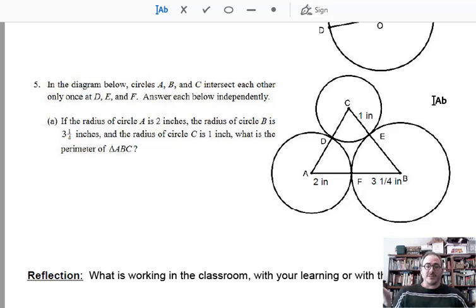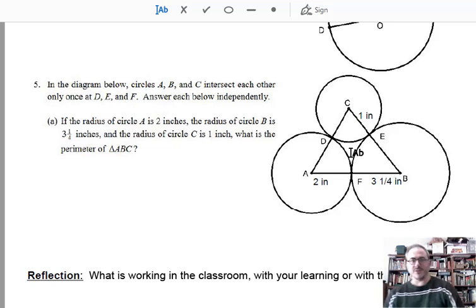Well, hopefully now you're unpausing the video because you already have the answer. Well, I'm going to let you do the problem, but let me give you some more hints if you're struggling. If this radius is an inch, then this radius is an inch. If this radius is 2 inches, then this radius is 2 inches. If this radius here is 3¼, then this radius is 3¼. So my job would be to add 3¼ plus 3¼ plus 2 plus 2 plus 1 plus 1, and I'd have the perimeter of this triangle.